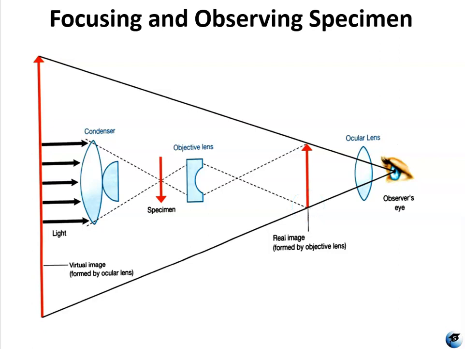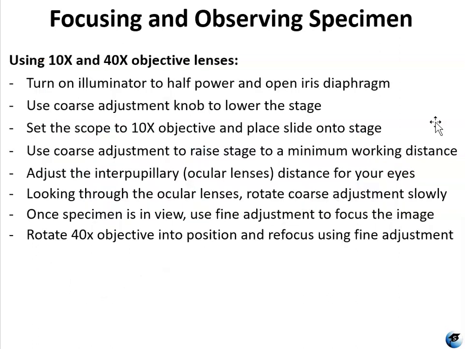The real image ends up being reversed, so it's mirrored upside down and mirrored horizontally, which becomes important to know when you're trying to move your slide around in order to get a better view. You have to understand that it is going to be the opposite, both vertically and horizontally, from how it looks on the stage versus how it's going to look to you through the ocular lenses. Therefore, it's going to take a little bit of practice to orient yourself when you're using the microscopes. And that applies to a compound light microscope as well as the Foldscopes, by the way.